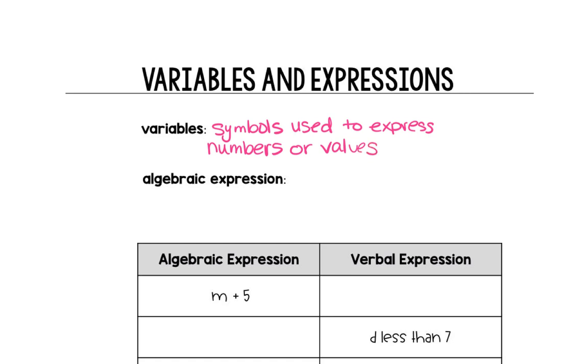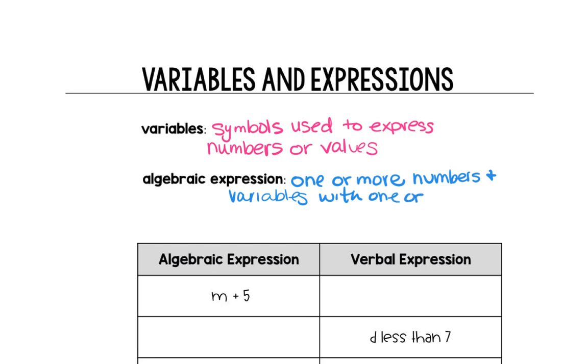An algebraic expression is just one or more numbers and variables with an operation. So one or more numbers and variables with one or more operations in between them. And we're going to go through some examples.